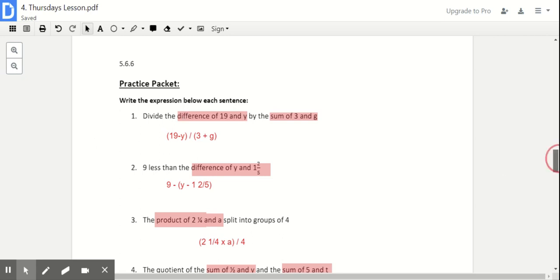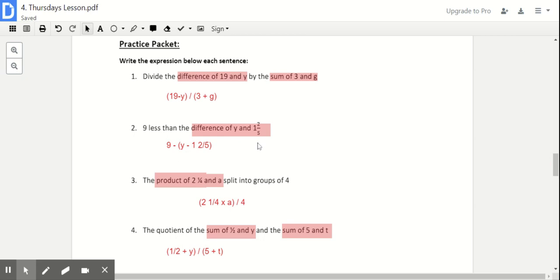Number two, it says 9 less than the difference of y and 1 2/5. All right, so I put in my answer 9 minus y minus 1 and 2/5. Do you agree with number two? No, we should not be agreeing with this because it is saying 9 less than the difference of. So this is going to be incorrect, okay?